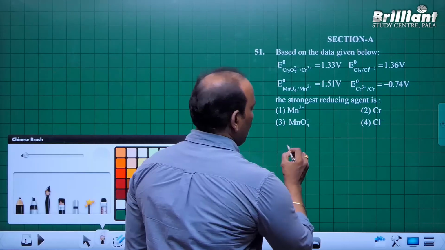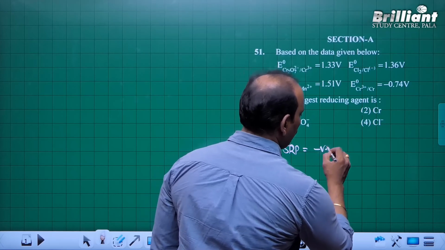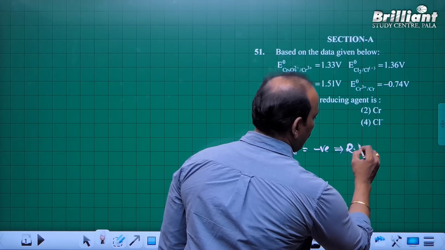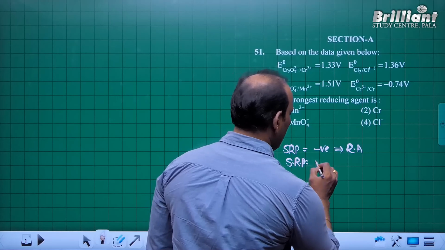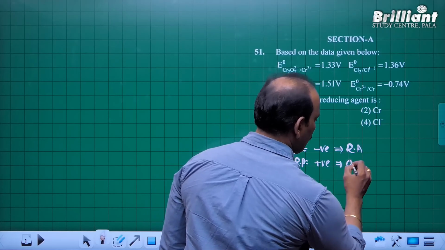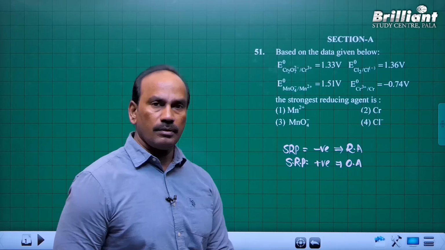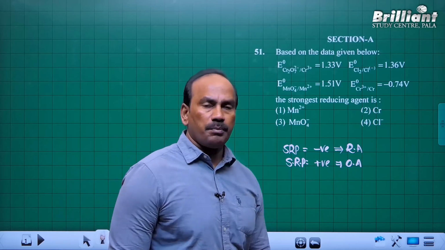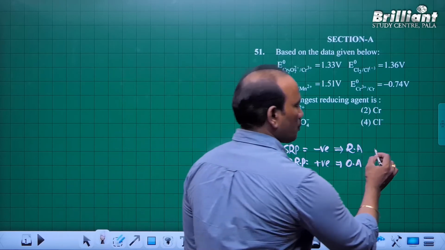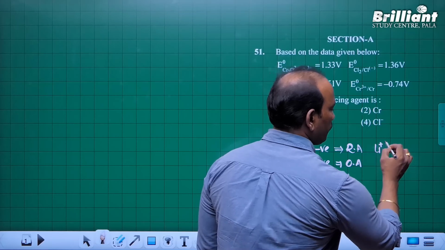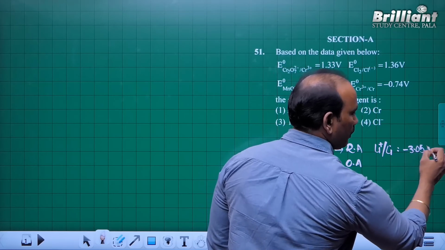So we know that SRP values, standard reduction potential, if negative, act as a reducing agent. At the same time, if SRP is positive, they are oxidizing agents. More negative SRP acts as the strongest reducing agent, and more positive SRP acts as an oxidizing agent. In our electrochemical series, the strongest reducing agent is lithium, Li+/Li, that is minus 3.05 volt.